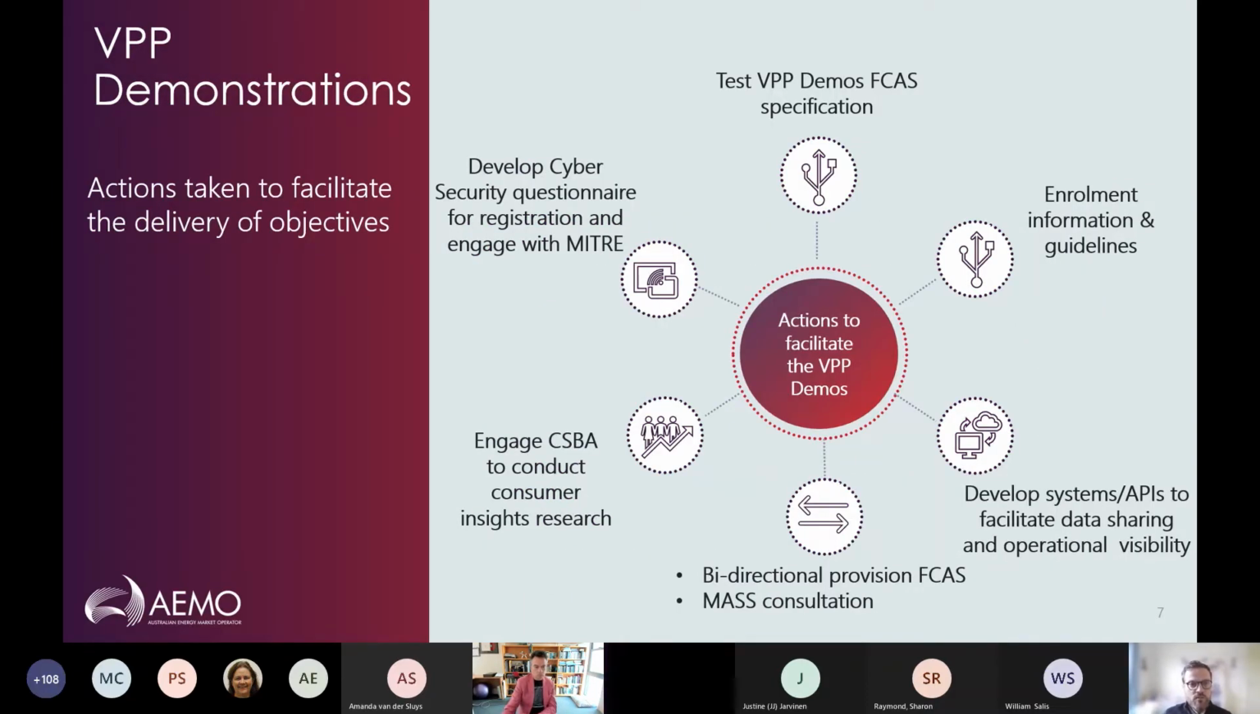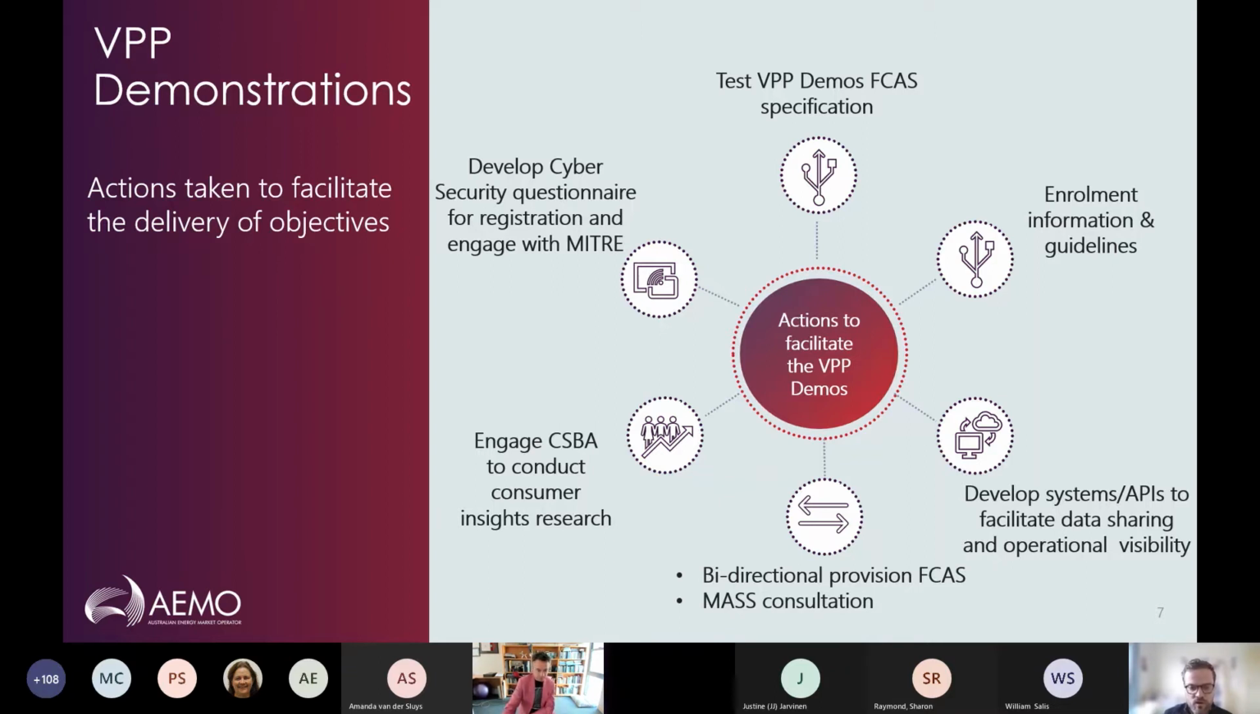So we then took a number of actions to facilitate the delivery of those objectives, and I'll just roll around this wheel from the top. So the first objective around value stacking, we sought to test a VPP demos trial specification for FCAS delivery. So that was effectively an addendum to the market ancillary services specification that allowed us to test some slightly different approaches in the VPP demos.